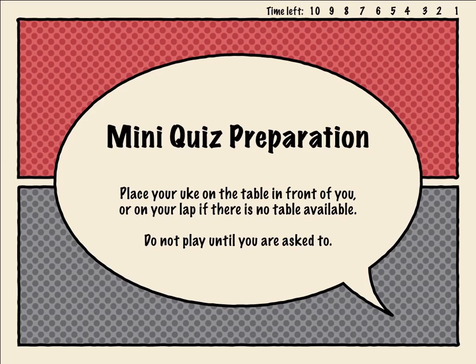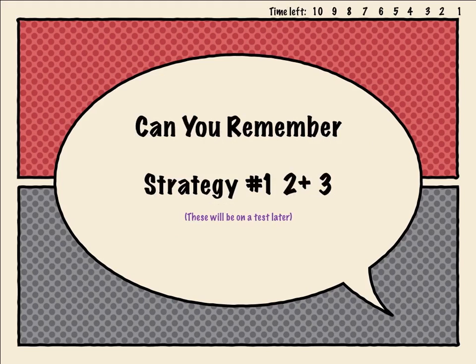Now it's time for mini quiz preparation. Place your uke on the table in front of you or on your lap if there's no table available. Do not play until you're asked to. Can you remember strategy number 1, 2, and 3? These will be on a test later. So talk with your elbow partner, that's the person right beside you, and see if you can remember the 3 strategies in the next 10 seconds. Go.